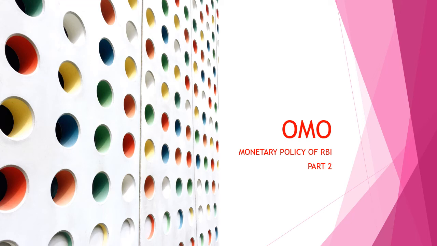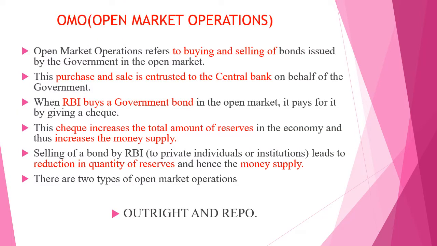Today we are going to discuss open market operation, the second part of monetary policy of RBI. Let's move on to the topic. What is open market operations? Open market operation is buying and selling of government securities in the open market. The purchase and sale is entrusted to the central bank on behalf of government.